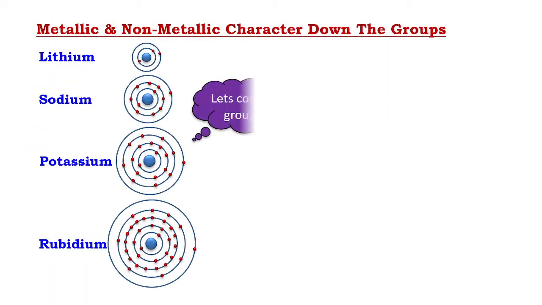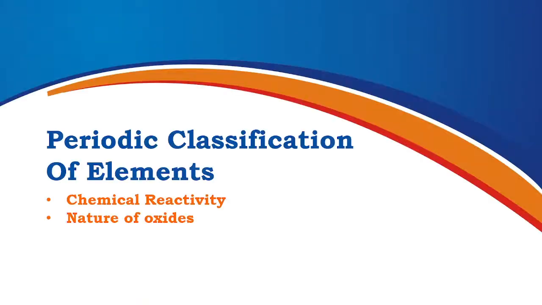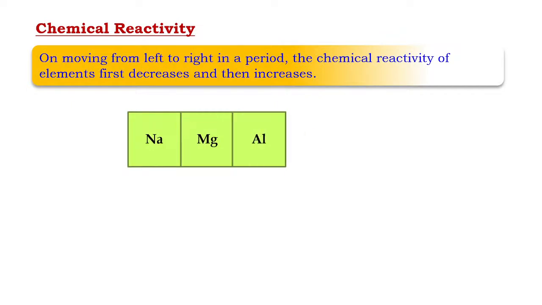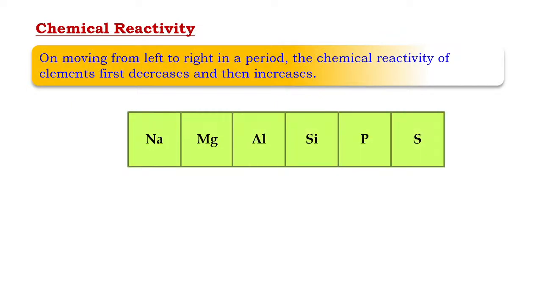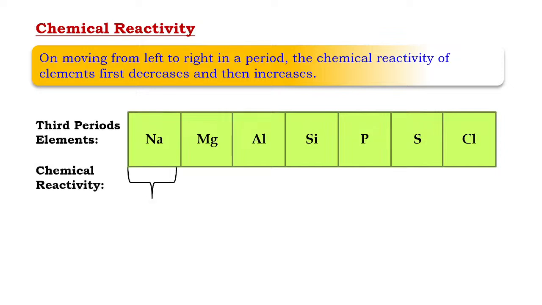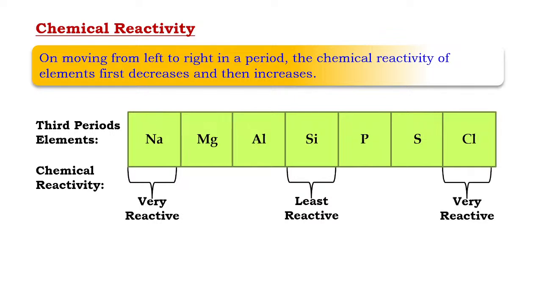Now, metallic and non-metallic property. Look at this. Lithium is a metal, sodium is a metal, potassium is a metal, everything is a metal. Look at the last orbit, how many electrons do I have? Only one electron. So the metallic character down the group increases. Chemical reactivity: what is more reactive, sodium or chlorine? Sodium. So very reactive, least reactive, and very reactive.